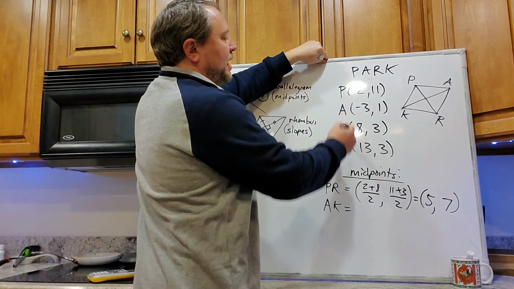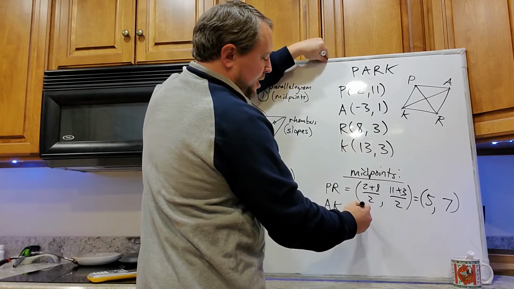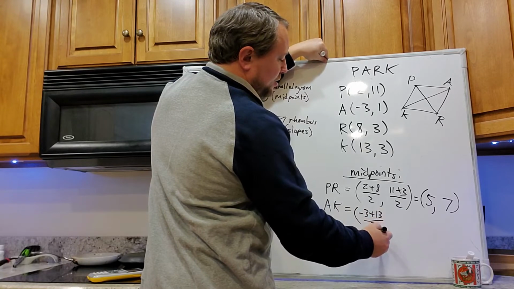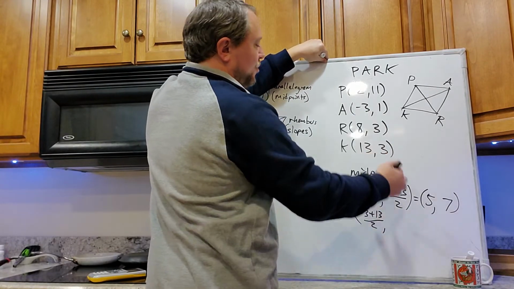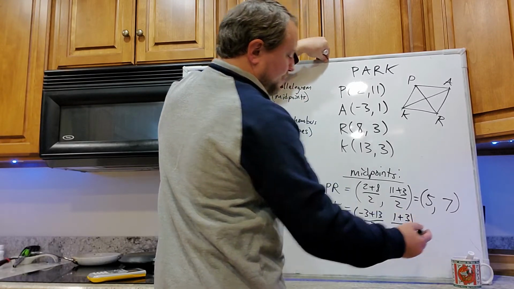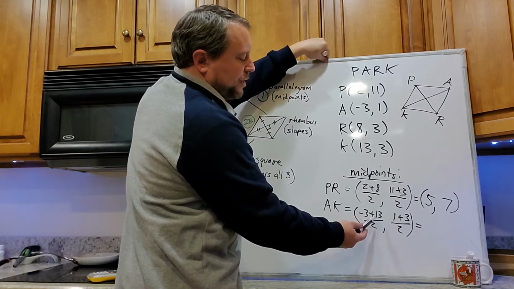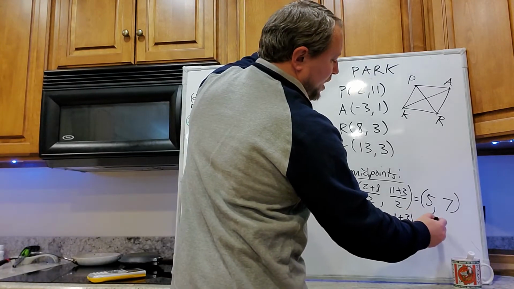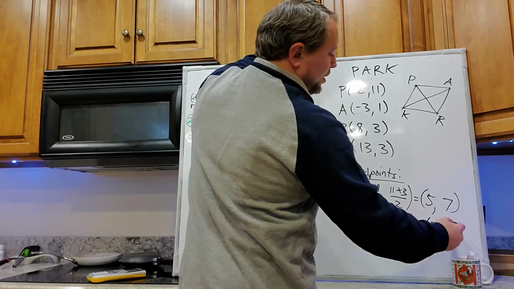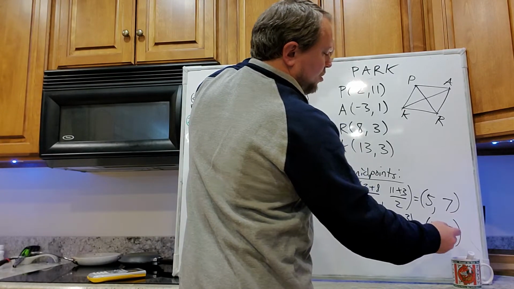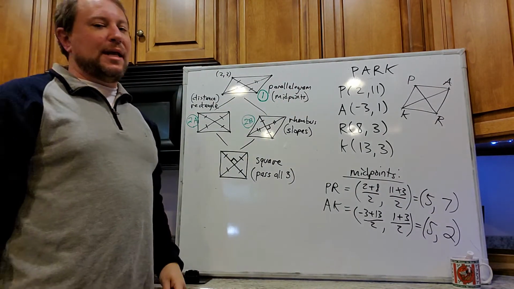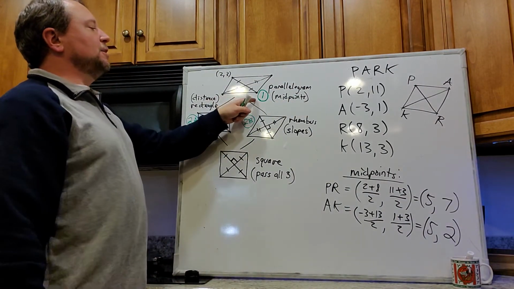Now let's check AK. -3 and 13 are the two I want to average together for the X values. And 1 and 3 are the two I want to average together for the Y values. Well, -3 plus 13 is 10. 10 divided by 2 is 5. 1 plus 3 is 4. 4 divided by 2, though, is only 2. Notice the mismatch. 5, 7, 5, 2. That's not a match. So it failed this test.